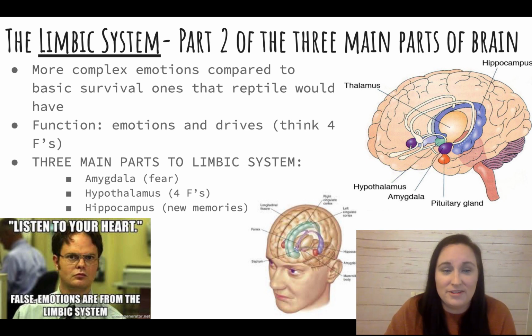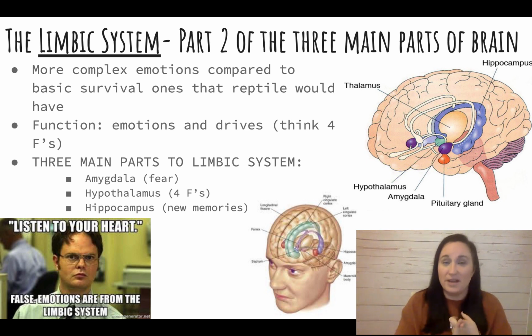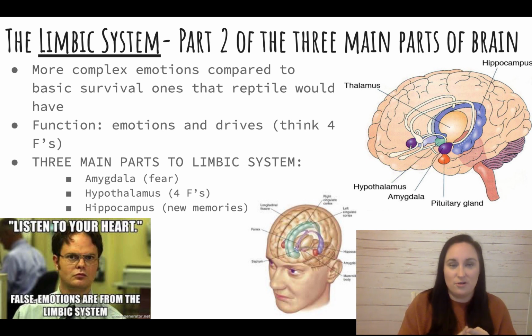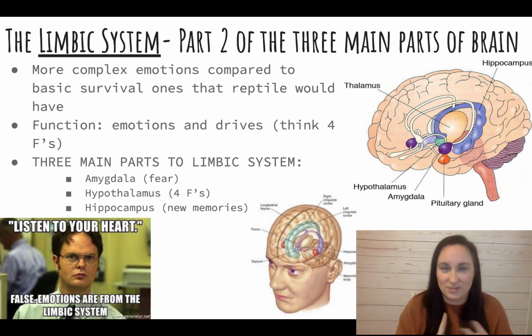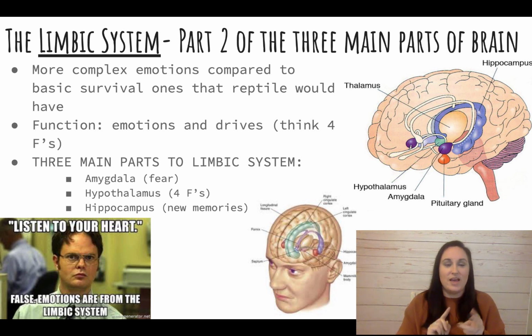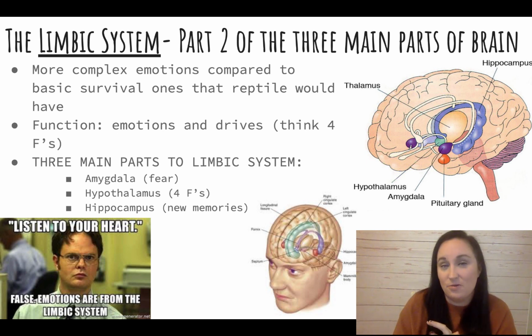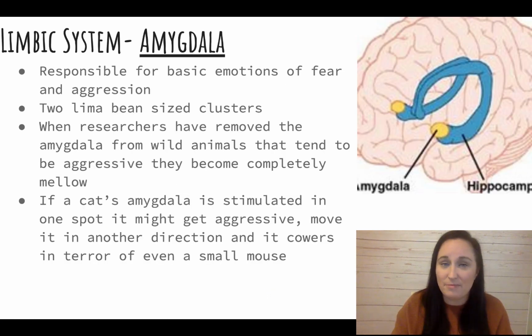There are 3 main parts to our limbic system. There's the amygdala, which I want you to think fear and aggression, and we're going to go over this. The hypothalamus, that's where our Fs are. And then our hippocampus, which is responsible for new memories. Not all memories. It's not like a little safeguard for all memories, just new memories. Okay, so the first one, let's talk about the amygdala.